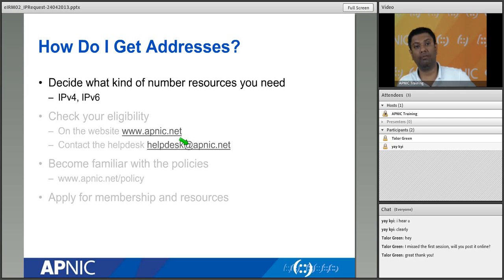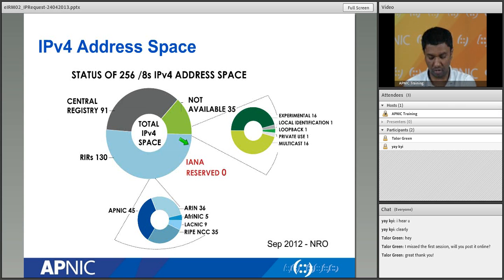So those are the do's and don'ts, which are implemented using the policies, right? So you need to be familiar with the policies. If you're familiar with the policies, then you know how many addresses you might need and how you'll get them from APNIC. Then at the end, just apply for the membership and resources, and we have an online form for that. I'll show you those forms.